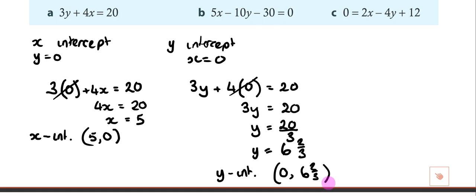Again, we're trying to avoid rounding decimals. It'd be a lot easier to plot 2/3 than it is 0.666 on a graph if I wanted to do it. So that's A done. You can do B and C yourself.